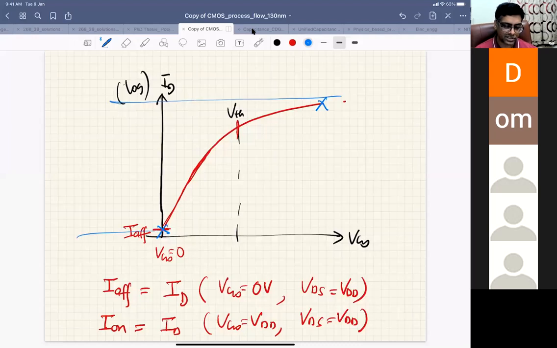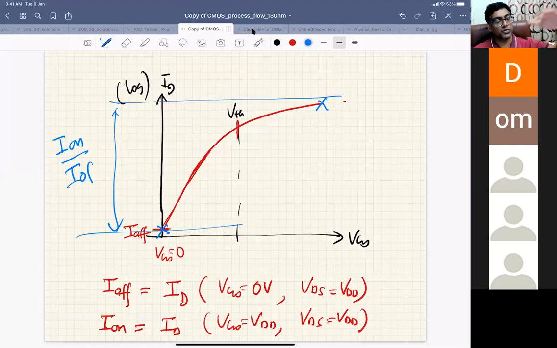And this ratio is nothing but I on by I off, which is a major factor in digital design. So when you're choosing a transistor, you have to choose a transistor which has a very high on current to off current ratio.